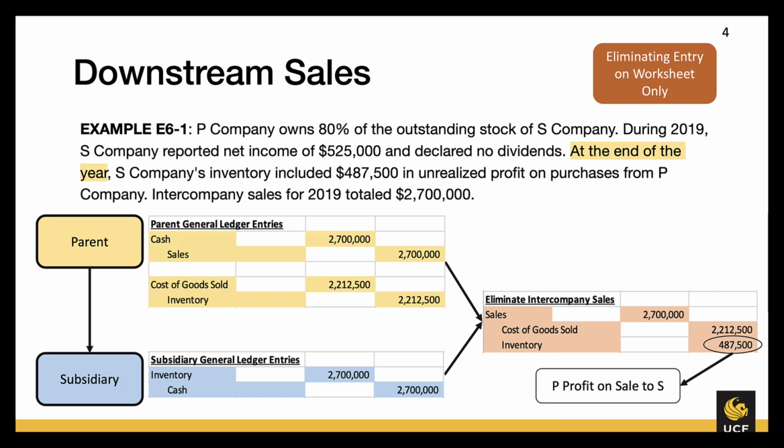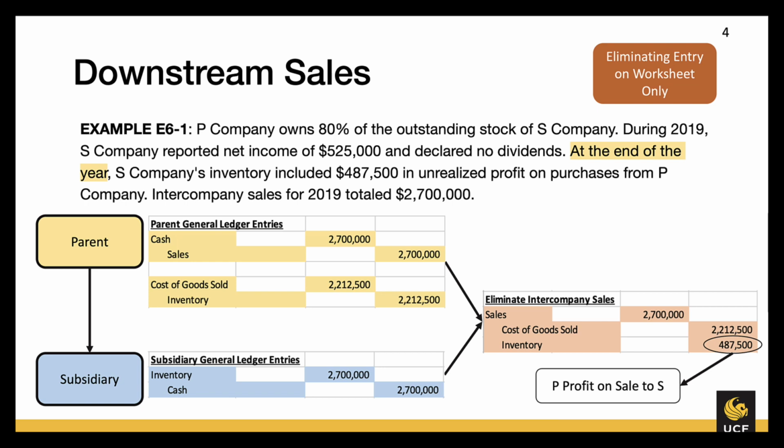When the sale happens, our parent is going to debit cash and credit sales for 2.7 million because they're receiving cash from the subsidiary of 2.7 million, and their sales price was the same. They're then going to transfer inventory from their balance sheet to cost of goods sold. In this case, I've backed into the amount of cost of goods sold, which is $2,212,500. On the subsidiary side, they're paying 2.7 million, so their cash is credited as it goes down, and then they're debiting 2.7 million to inventory to record the goods they've just received.